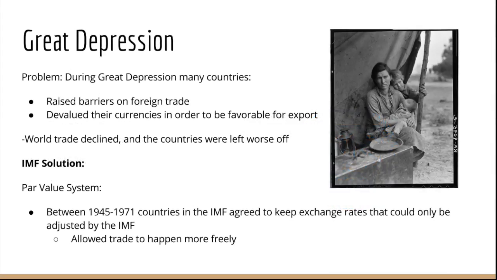The Great Depression was largely caused by a decrease in world trade due to rising tariffs and trade barriers. Afterwards, countries devalued their currency. The decrease in trade made all countries worse off. After the IMF's creation, the IMF had a system created between 1945 and 1971 called the par value system. The member countries allowed the IMF to be the only one to control the exchange rates. This allowed trade to be freer so that there wouldn't be a repeat of the Great Depression.